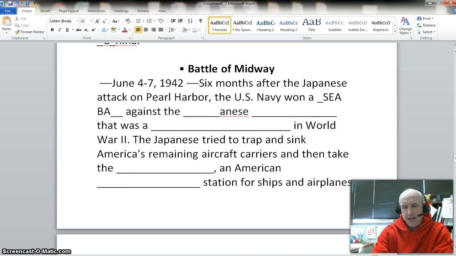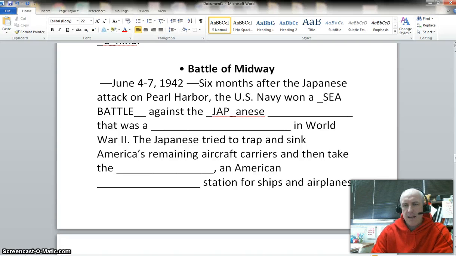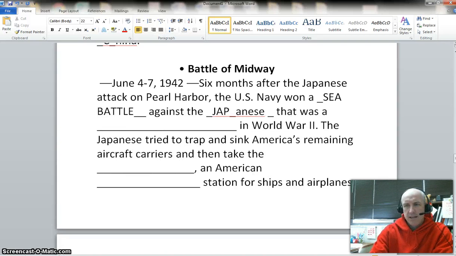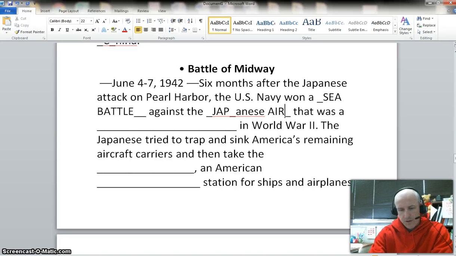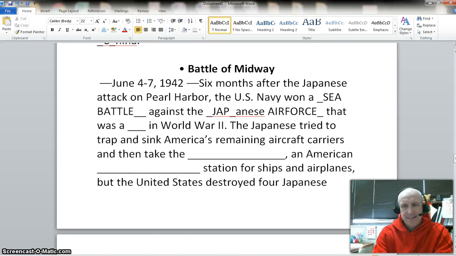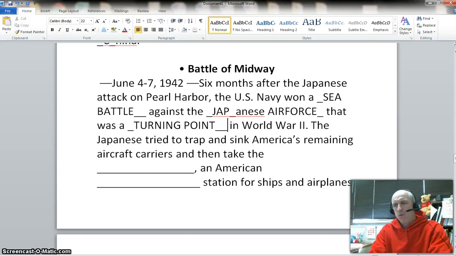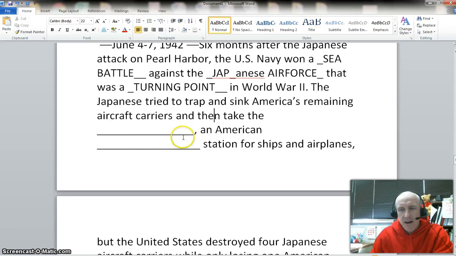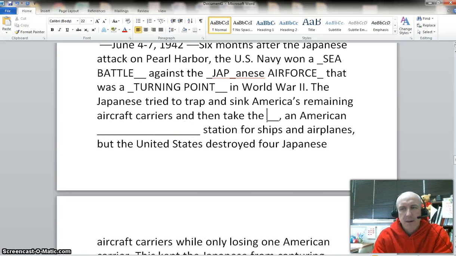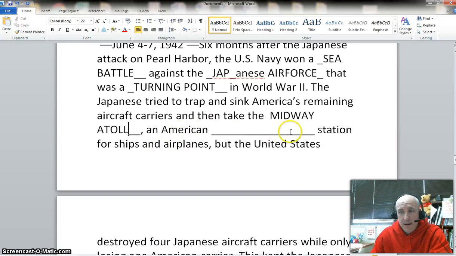A sea battle against the Japanese Air Force. Okay, that was a turning point in World War II for the United States. The Japanese tried to trap and sink America's remaining aircraft carriers and then take, what's the name of this place? The Midway Atoll.